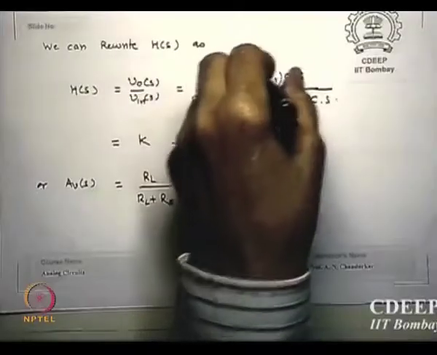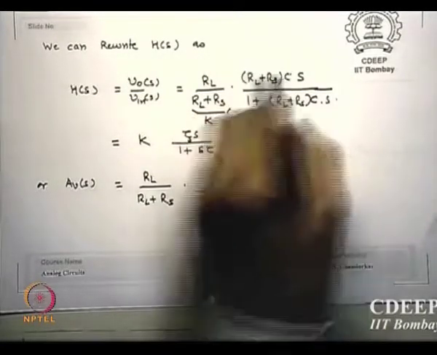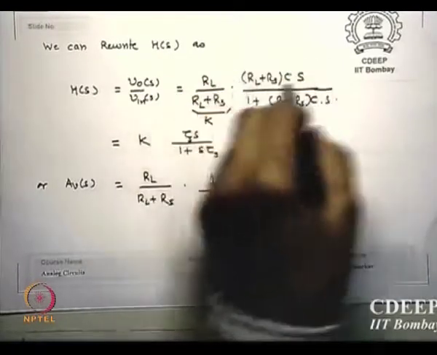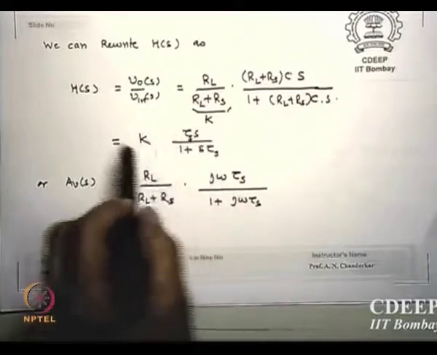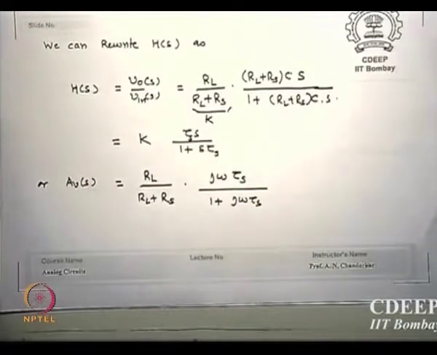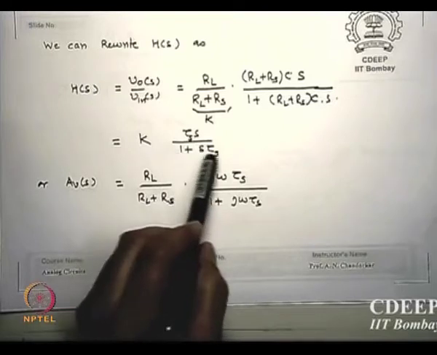All that I did, because I don't have tau in the numerator, was multiply and divide by RL plus RS, so this also becomes tau s. K is a constant. Why is it called constant? It is independent of frequency. So it is called K, tau s S upon 1 plus tau s S.